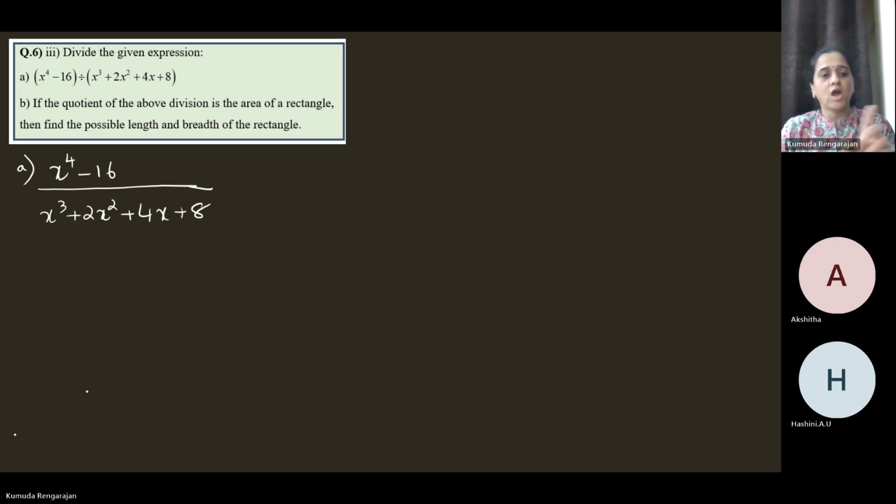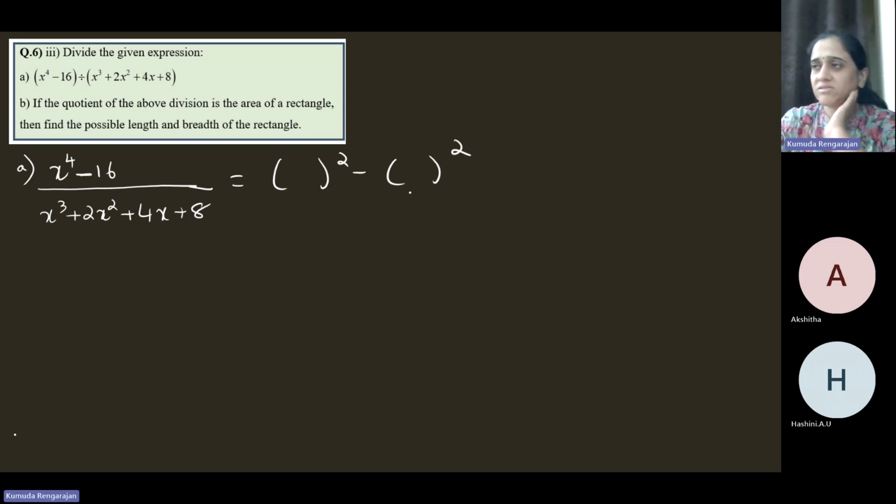How many terms in the numerator? 2 terms, and there's a minus sign here. So it looks like a squared minus b squared, right? So write it in the form a squared minus b squared. That's what we have to do in the numerator. In the denominator, we have 4 terms, so we'll see if we can group. We're going to group these 2 terms and these 2 terms.